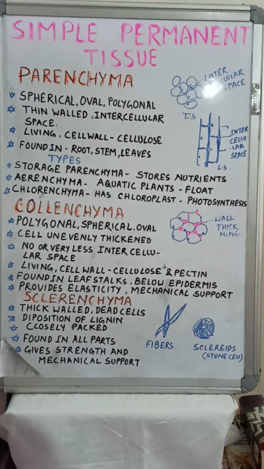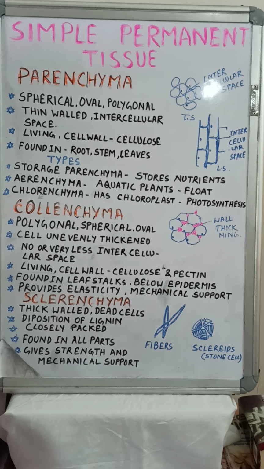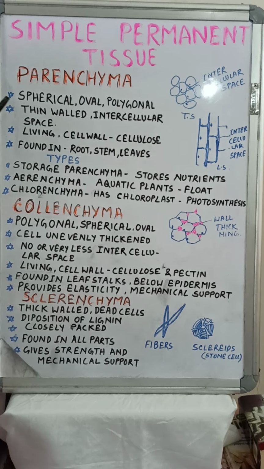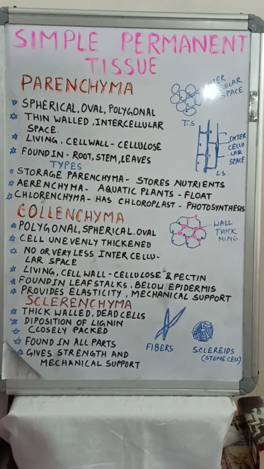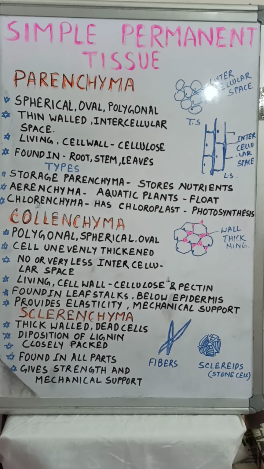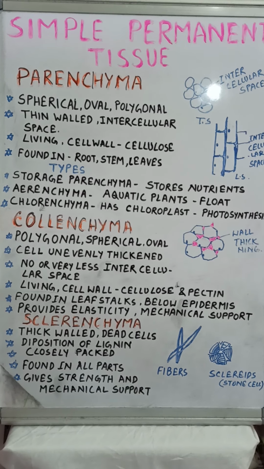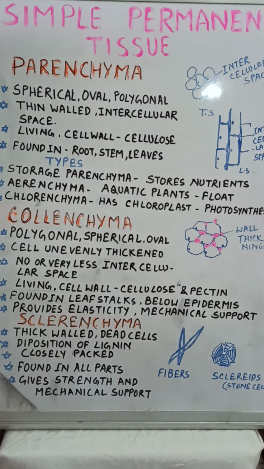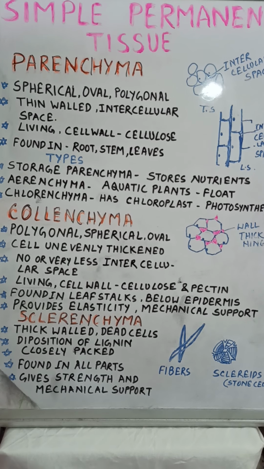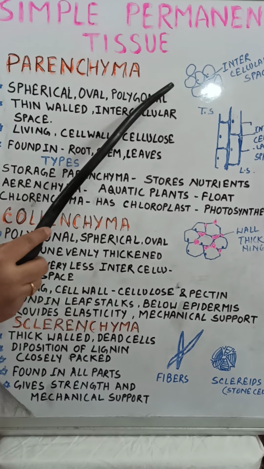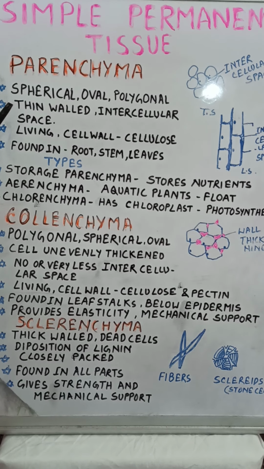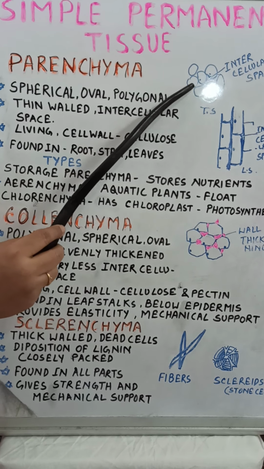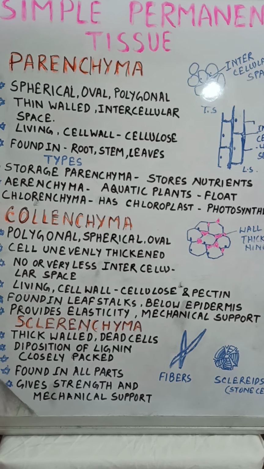The parenchyma tissue is made up of parenchymatous cells, and the shape of the cells are spherical, oval, polygonal, cylindrical. Some places you will also find it written as isodiametric. That means they have equal diameters. Next, you can see that these are very thin walled. The cells are very thin walled and they have intercellular spaces.